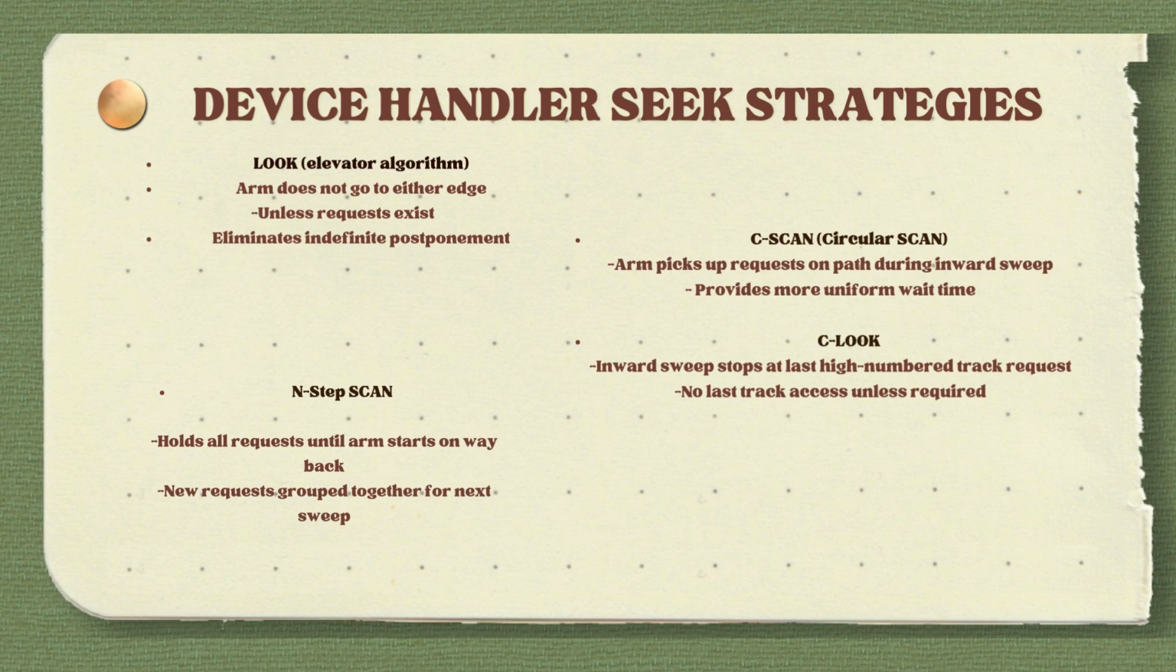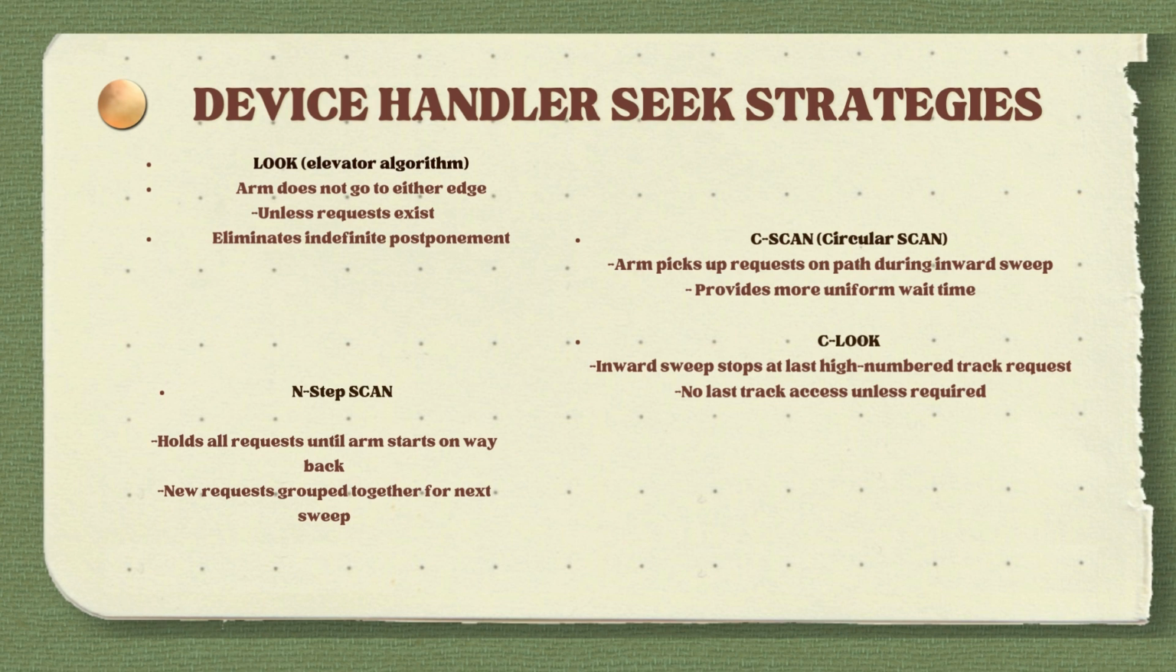There are many variations of scan, and the most common variation of scan is look. Look is sometimes known as the elevator algorithm, in which the arm does not necessarily go all the way to either edge unless there are requests there. In effect, it looks ahead for a request, using a waiting queue, before going to service it. The next one is N-step scan. N-step scan is another version of scan that holds all new requests until the arm starts on its way back. Any requests that arrive while the arm is in motion are grouped for the next sweep, which will go all the way to the outermost track, then to the innermost track and back, and then back again.